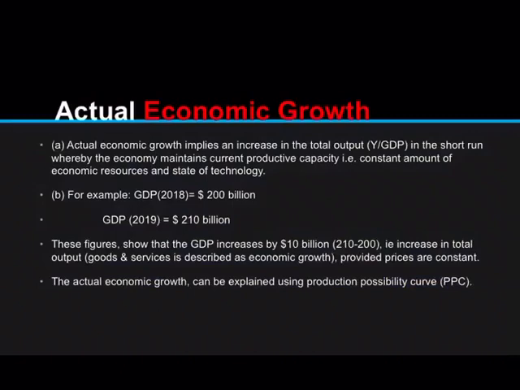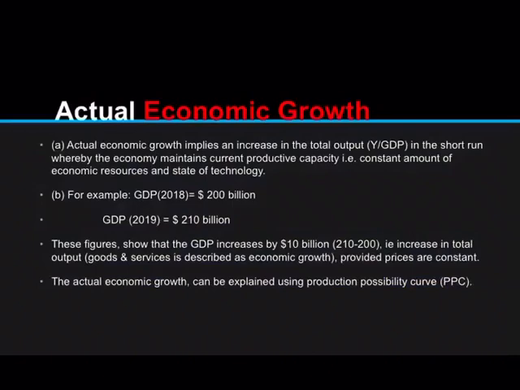Okay, there is no technological improvement, and also the amount or the level of the economic resources, there's no change in the resources and technology, right? So now for example, let's say GDP in 2018 is 200 billion, and the next year, GDP of 2019 is 210 billion. So this figure shows that GDP increases by how much? By 10 billion only. It shows an increase in total output, about 10 billion in the short term.